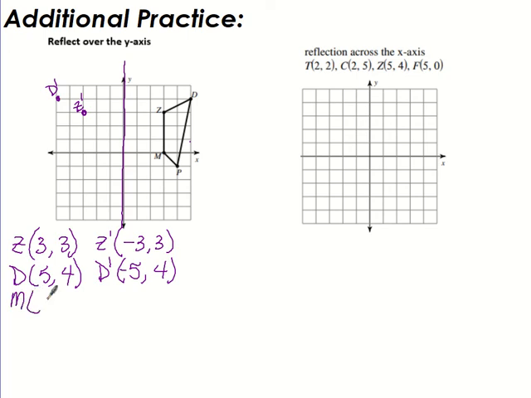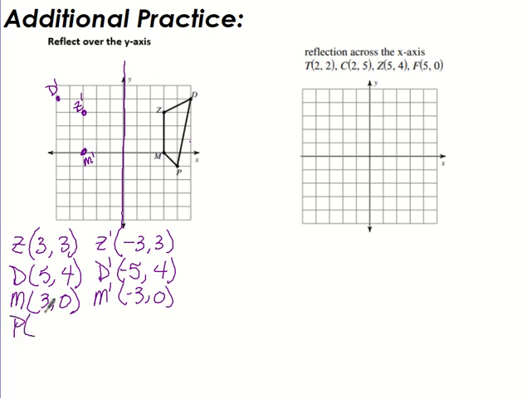Let's do M. 1, 2, 3, 0. So M prime: 1, 2, 3. -3, 0. It's right here. It's a good check too. See, I did it okay because Z and M still match, so they should. So that's a good check for me as well.